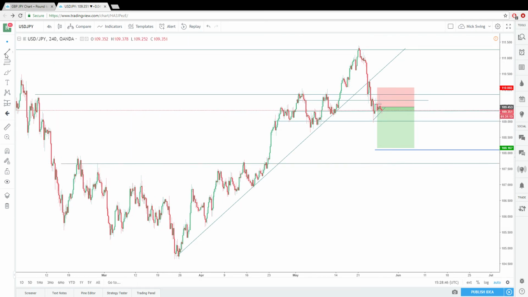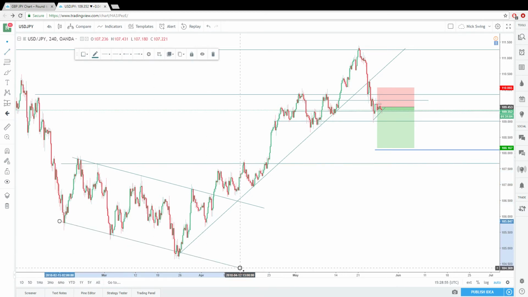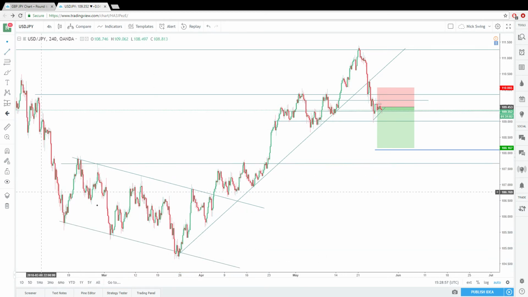So let's just identify the range first. So our range is something like this. We have another line here on the bottom. It's just like a little channel, a little range where price was ranging around in before it broke out and retested. So we broke out and retested here.